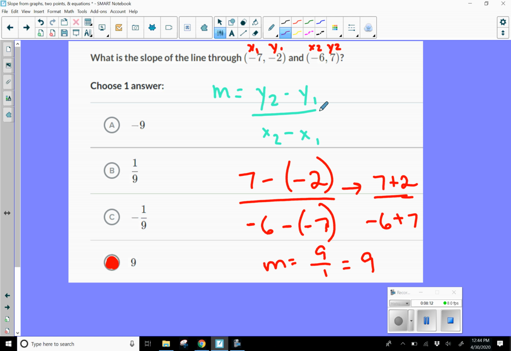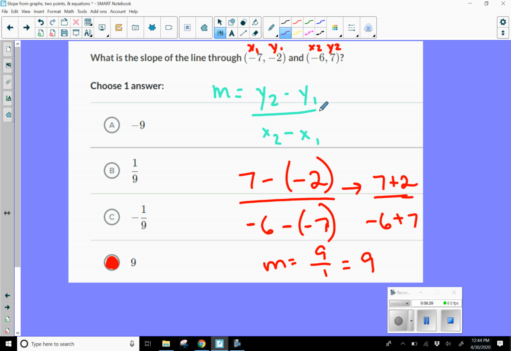This is a formula that you will see in the years to come in algebra. So the sooner you can memorize it, the better off you will be. It's one of the many formulas that you will need to know in your upcoming years in math.